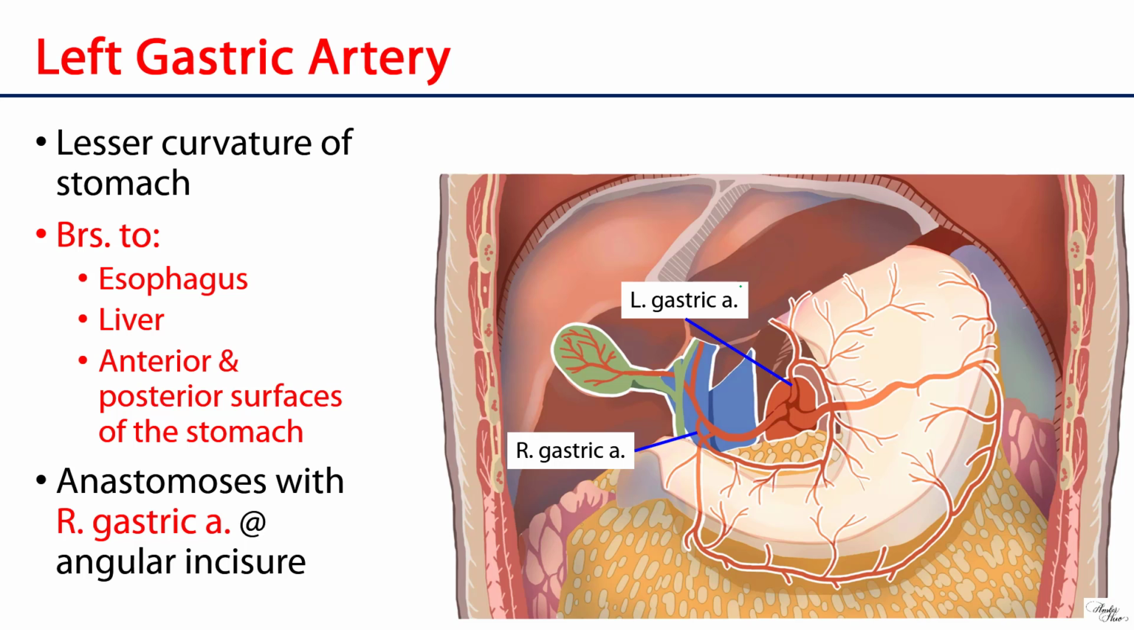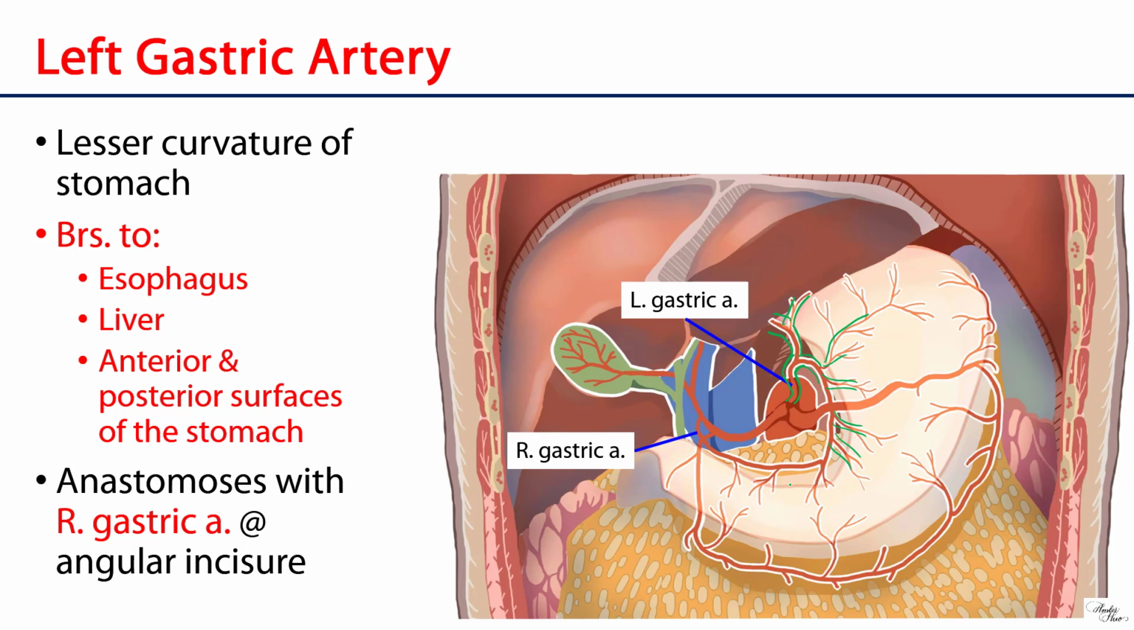So the left gastric artery typically has a more superior departure from the abdominal aorta, and it is going to have branches which serve the liver and the abdominal portion of the esophagus, as well as branches that are serving the anterior and the posterior parts of the stomach along the lesser curvature of the stomach.